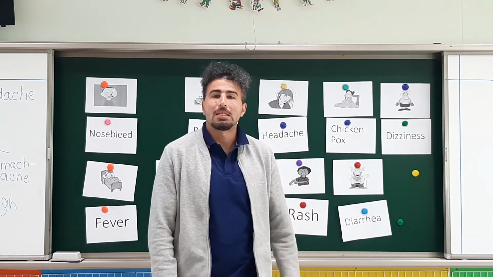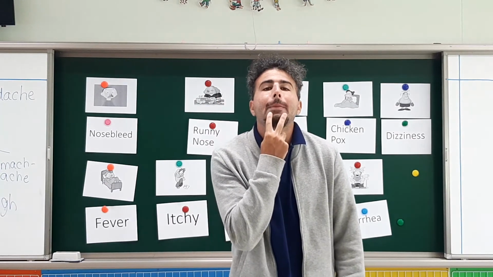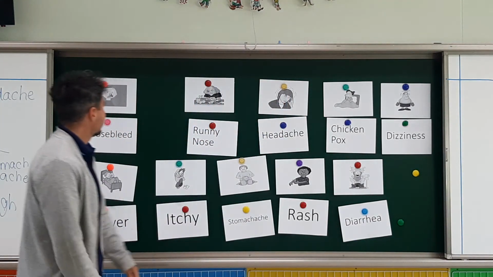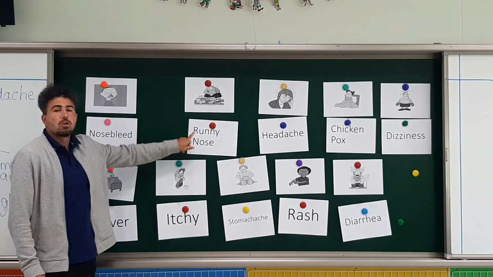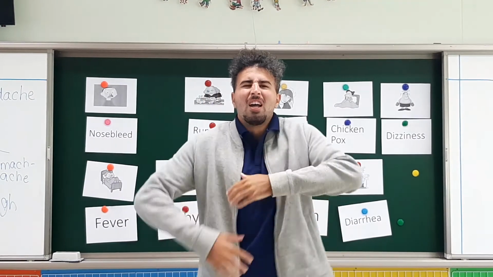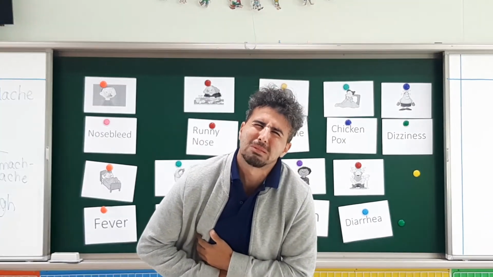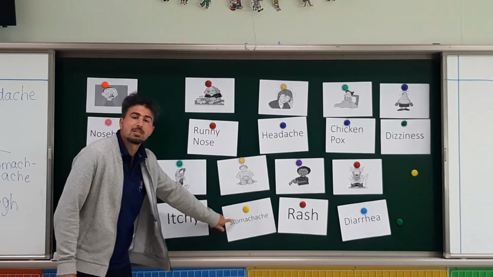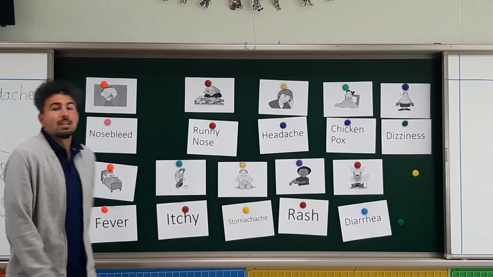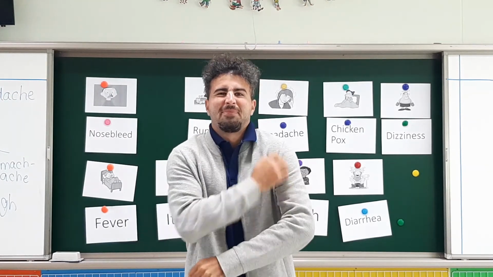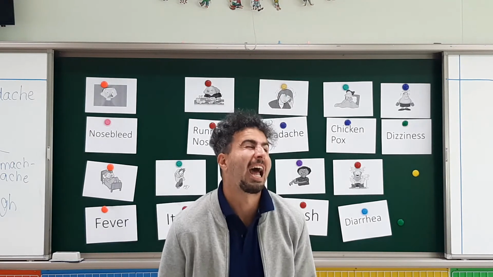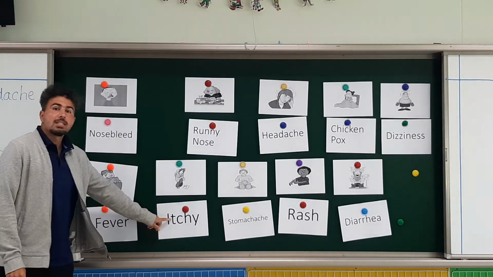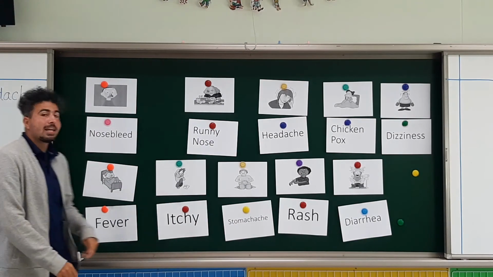Are you ready? Next one is this one here. That is runny nose. Runny nose, and that is here. The next one is this one here. That one is stomach ache. Stomach ache, and that is here. The next one. Try another one. What is this one here? That one is itchy. Itchy is here. Okay, the next one.